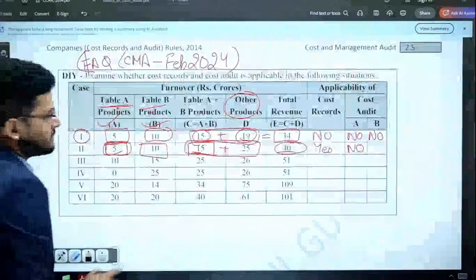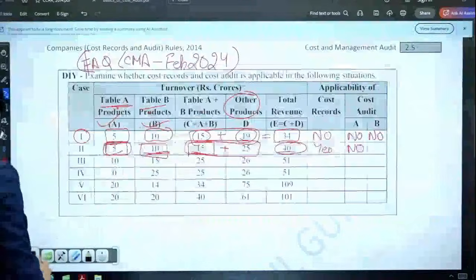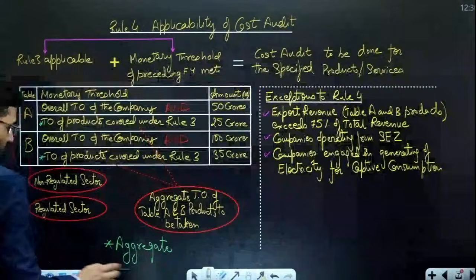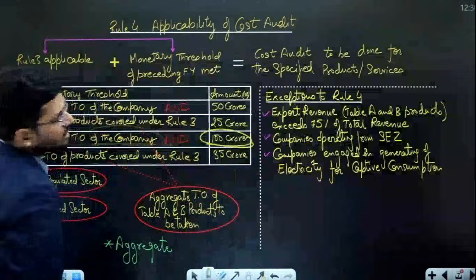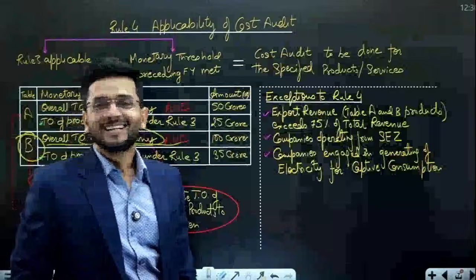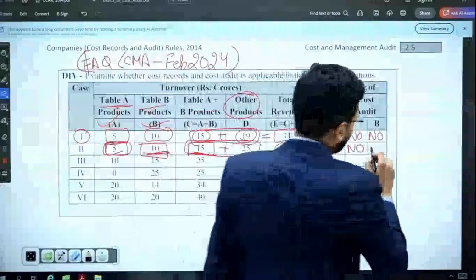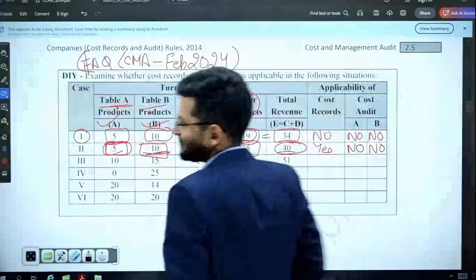Then for product B, whether cost audit is applicable, okay. For B, the limit is overall turnover of the company should be 100 crores or more. Sir, the overall turnover of the company is only 40 crores. So again, for B also it is a no.